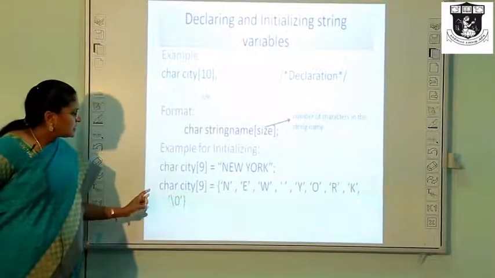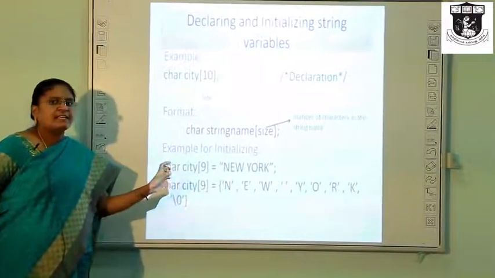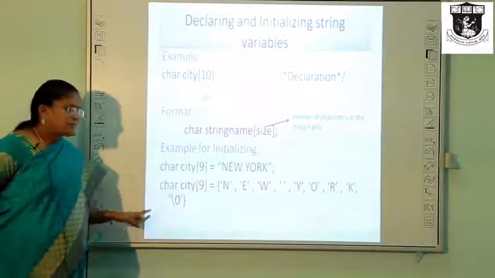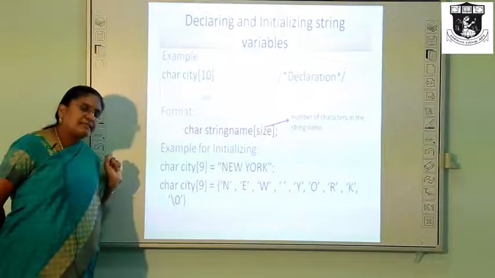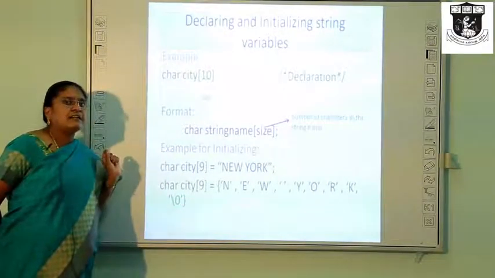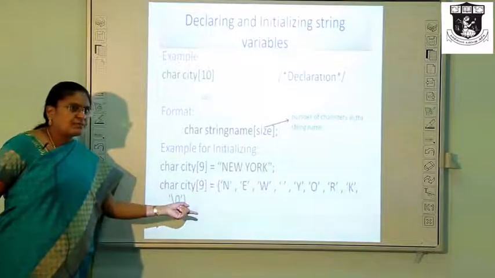Now in the next example, the same thing, I can separate and write it also. Individual characters can also be taken, but explicitly I mentioned \0. This \0 depicts the null terminator, a null character. Now I'll show you how it is being represented.